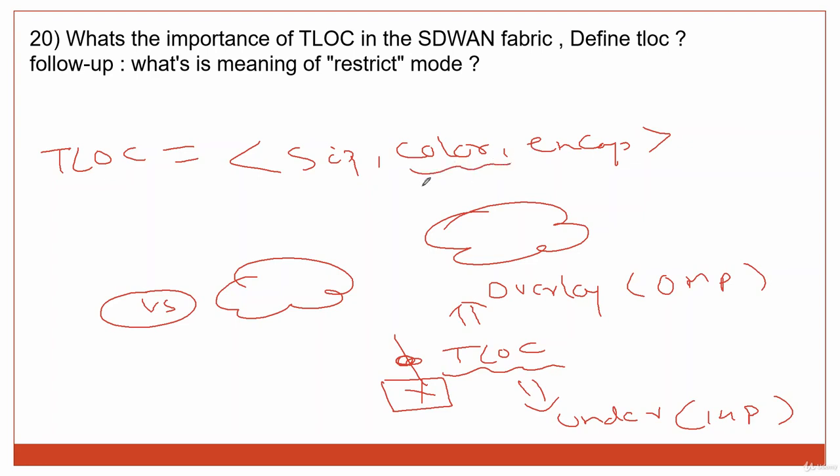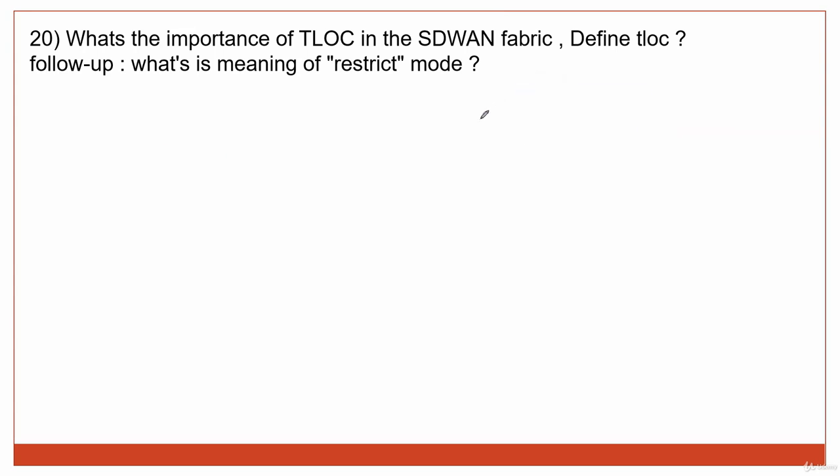This color, we can think at this point of time, is the abstraction for any of the service provider or the carrier. Encapsulation is IPsec most of the time, and system IP is the system IP over the box. So the next follow-up question here is, what does it mean by restrict?